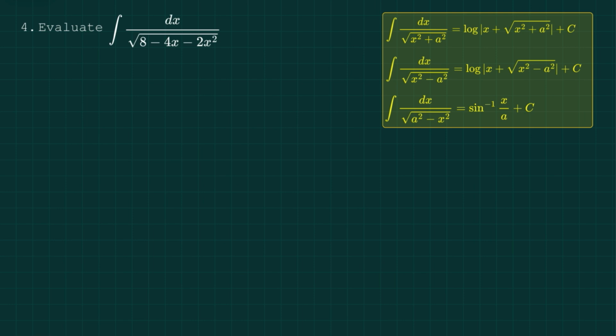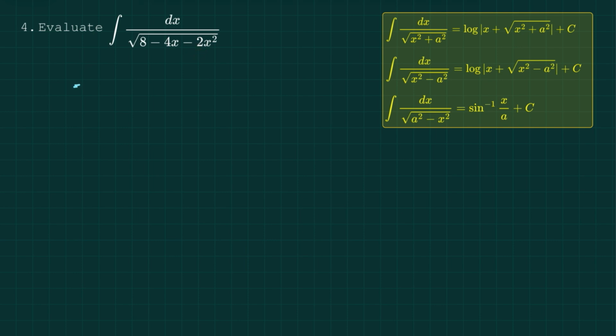Question 4. Evaluate dx over square root of 8 minus 4x minus 2x square. So here as you see, there is the coefficient of x square is minus 2. So we will take out this 2 first to make the coefficient of x square 1. But note that we will not take out minus 2 common, because everything is inside the square root, and if I take out minus common from the square root, then it will be an imaginary number. So just take out 2 from the denominator.